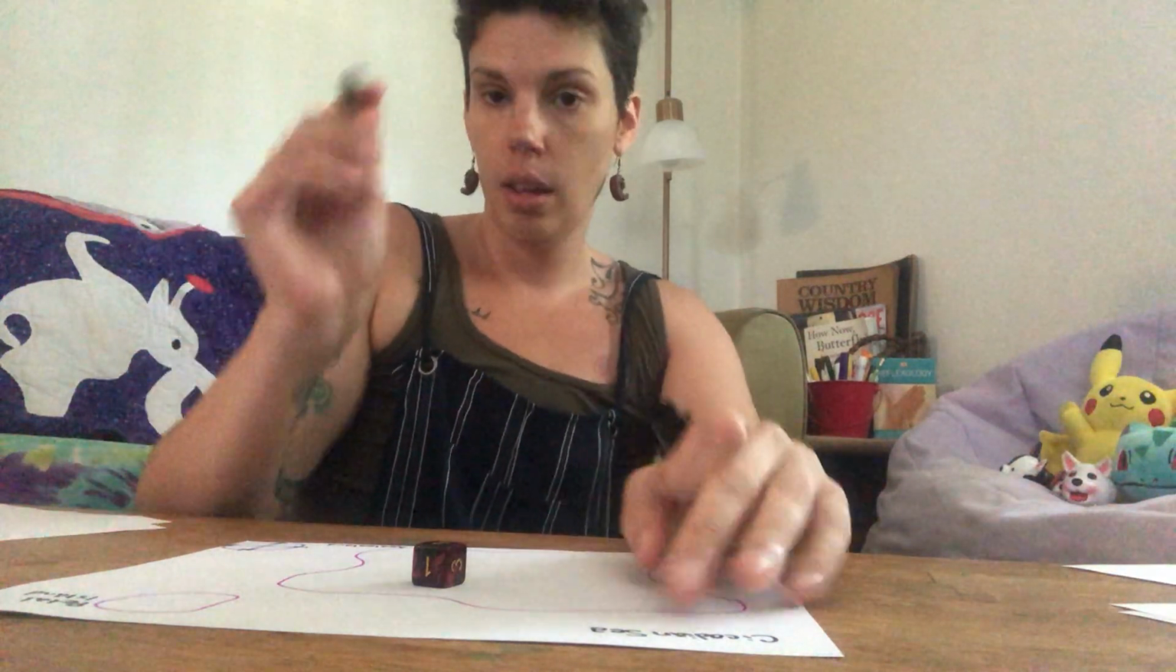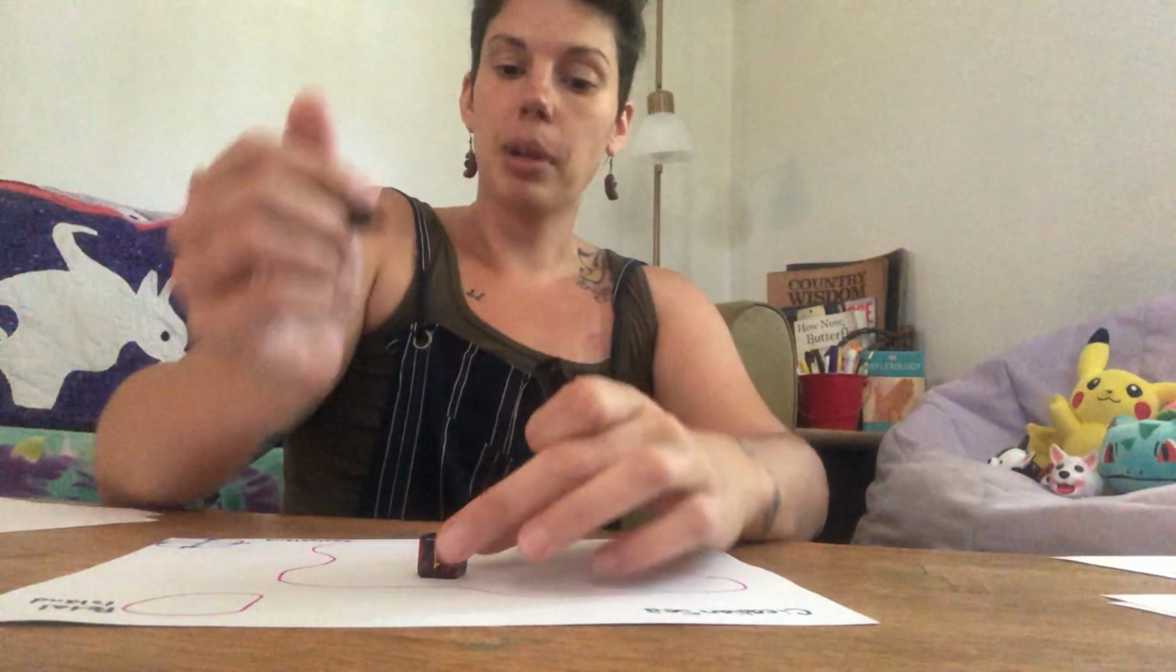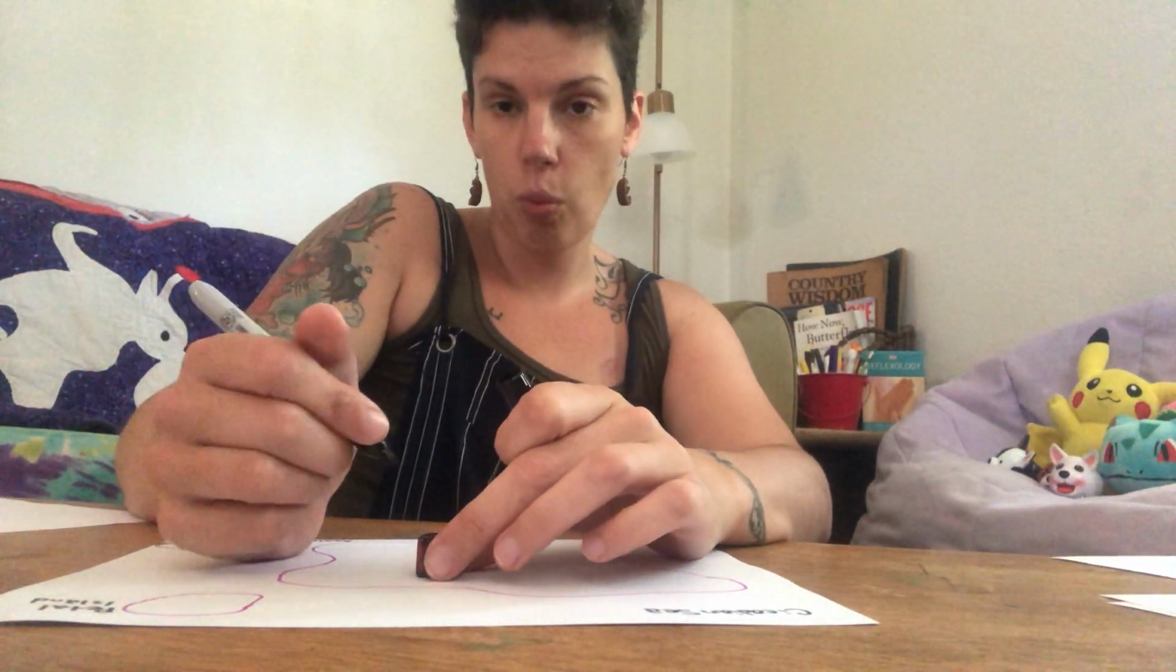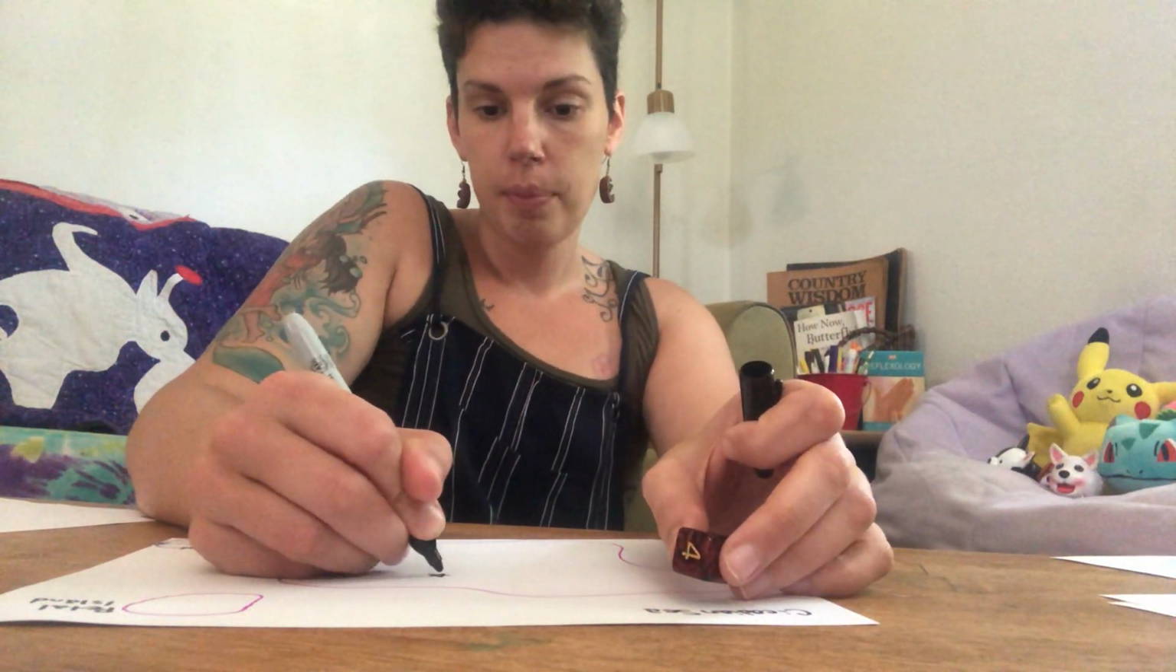I'm gonna use my black. I like using black for this part. You can use whatever color you like. And I'm gonna put a star right where that dice landed. And this is all gonna make sense in just a minute. I put a star right there, see?